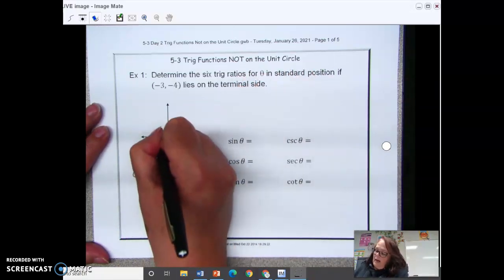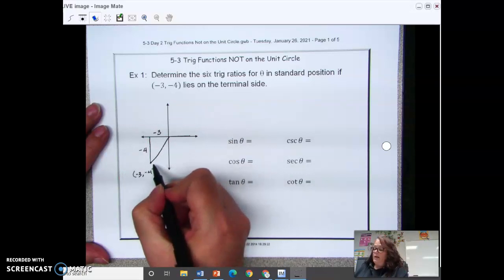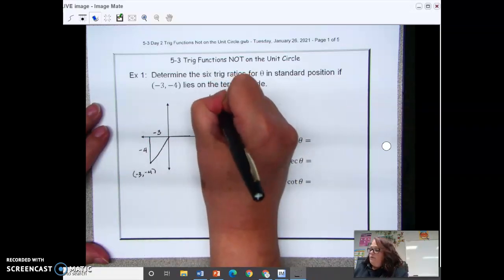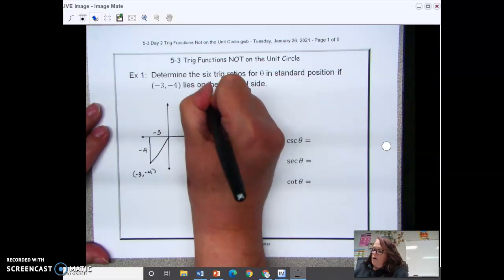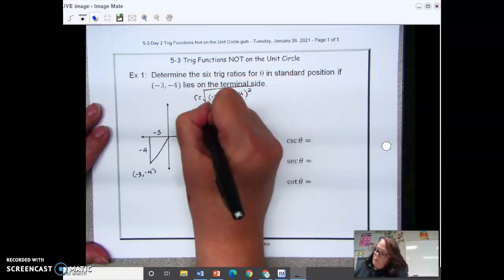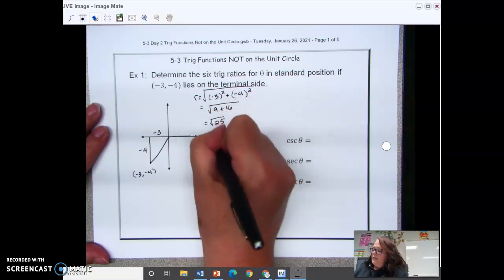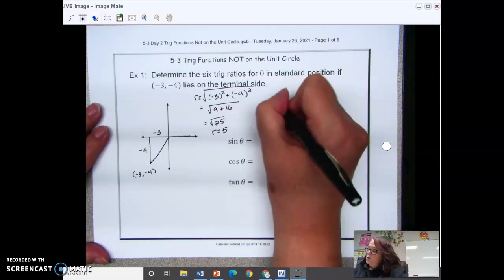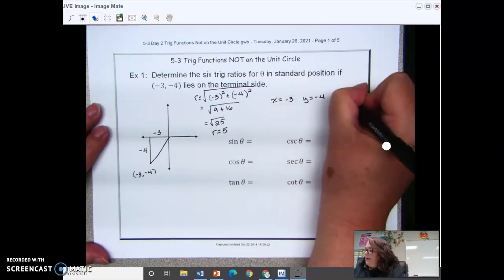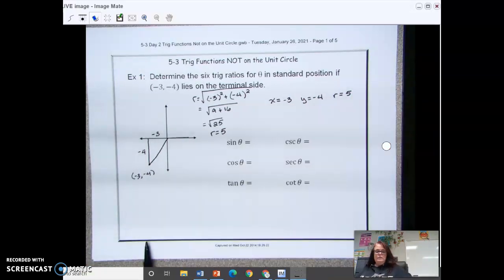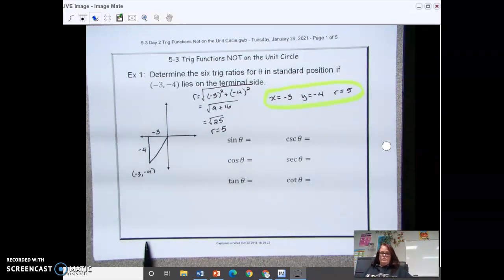So notice this is saying I am going 3 steps to the left and 4 steps down, and so I'm looking for the length of my hypotenuse. So we would say -3 squared plus -4 squared is equal to r squared, or we could just say r is the square root of this. So we've got the square root of 9 plus 16, which is the square root of 25, and that makes r equal to 5. So that means we have x is equal to -3, y is equal to -4, and the length of the radius is equal to 5. This is the information that we're going to use in order to find all our answers.